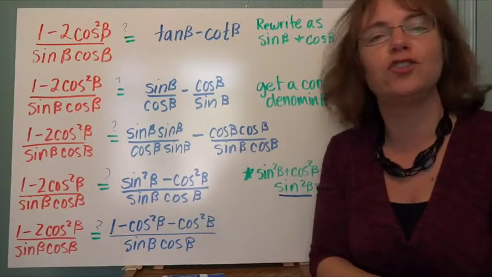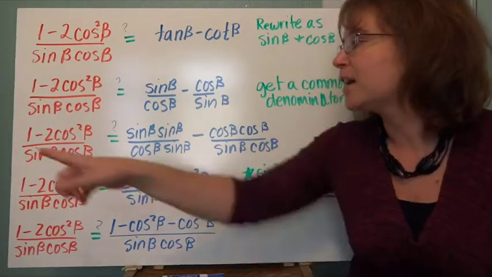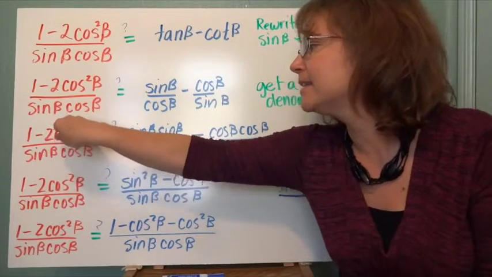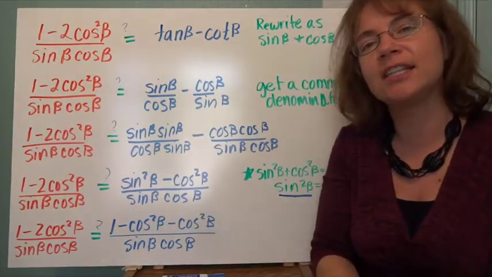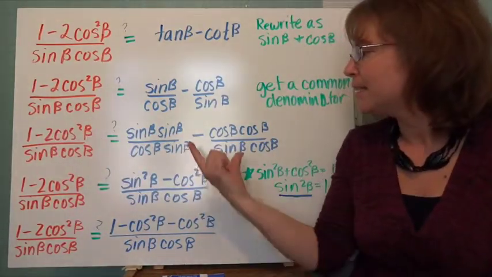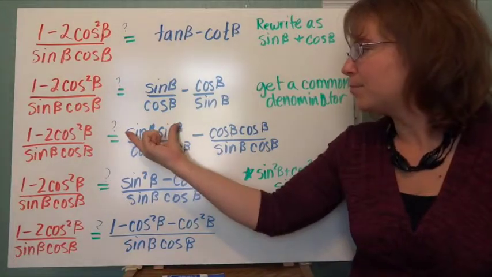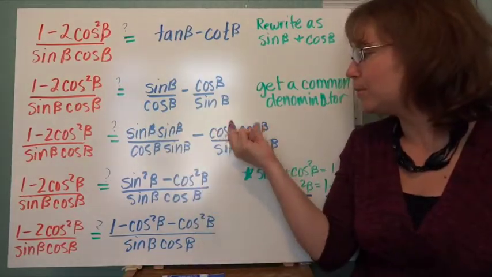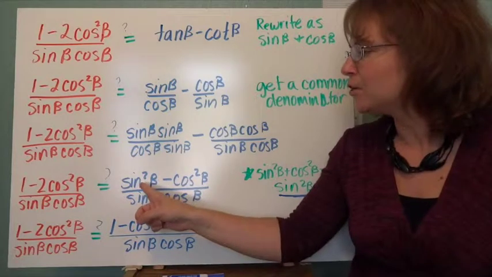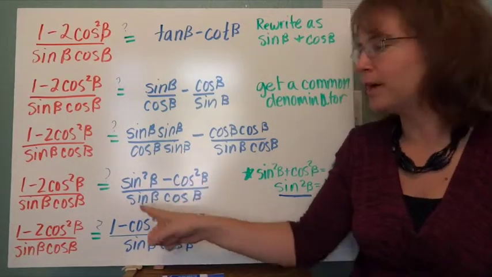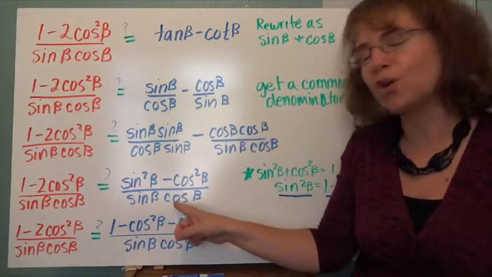I don't really know what to do with that yet. I could change it. I could put this over the denominator minus this over the denominator, but I chose to leave it just as it is. Now I have a common denominator. I'm going to go ahead and multiply those to get sine squared, multiply those to get cosine squared. So I have sine squared minus cosine squared over sine beta cosine beta.